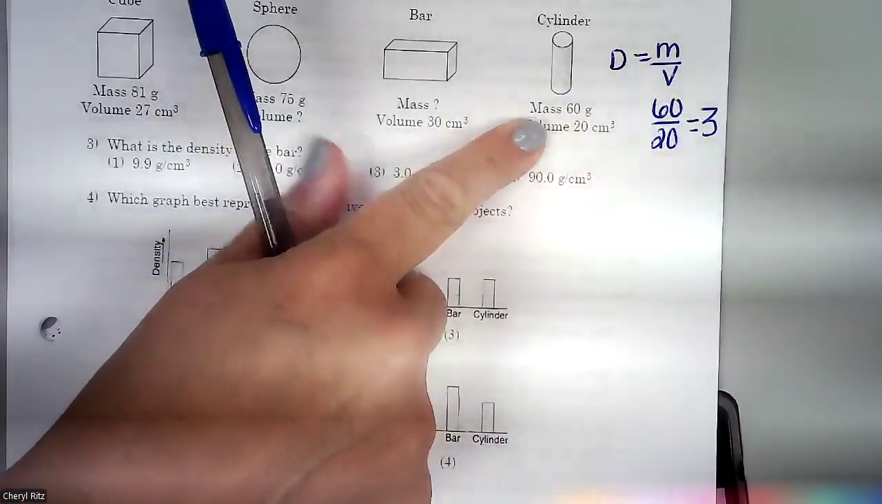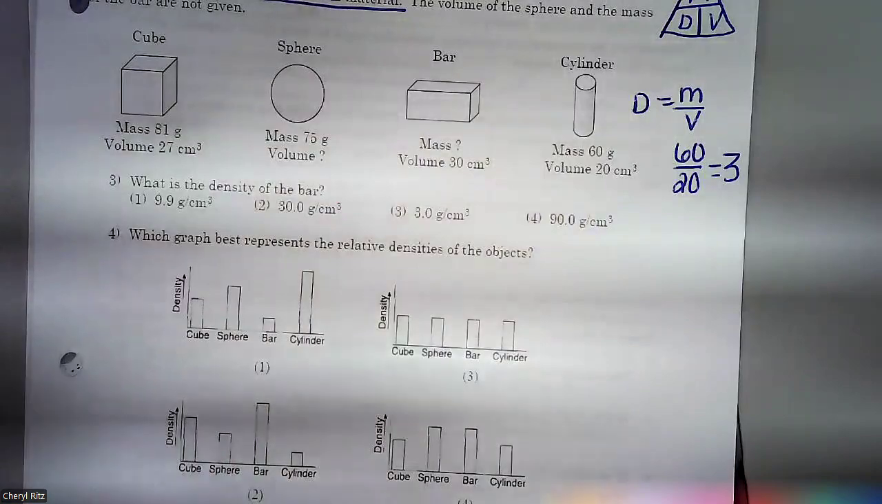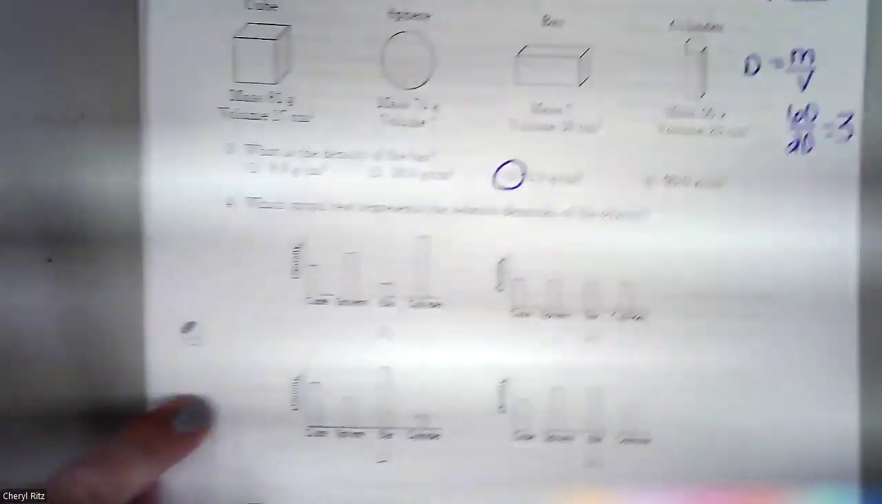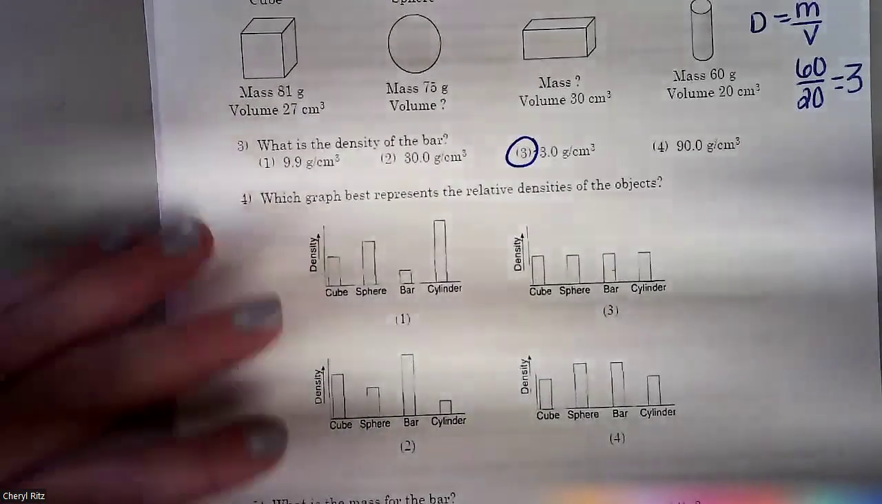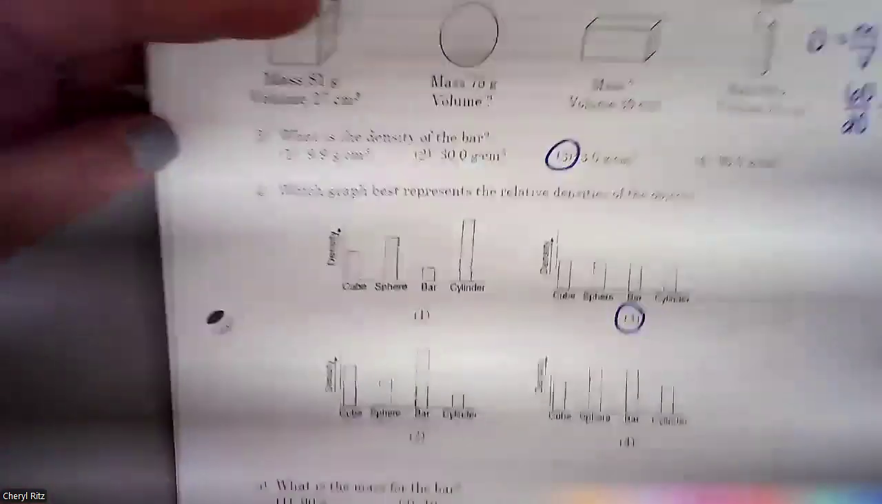So if the density of the cylinder is 3, what's the density of the bar? 3. And which graph looks correct? 1, 2, 3, or 4, please. It is, they're all the same.